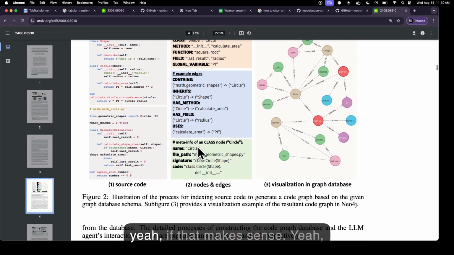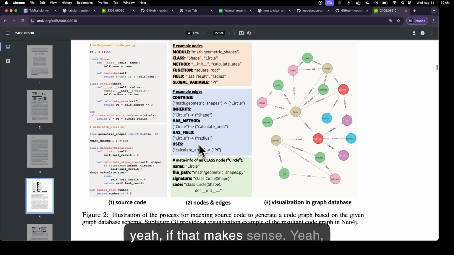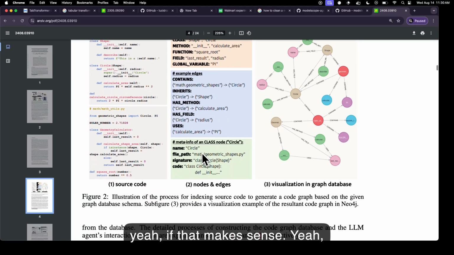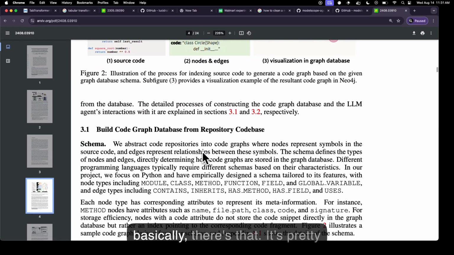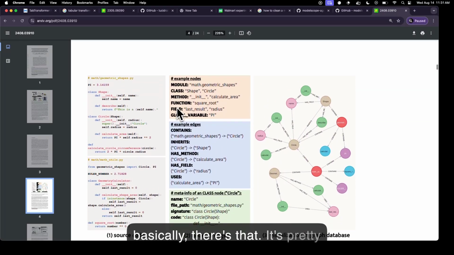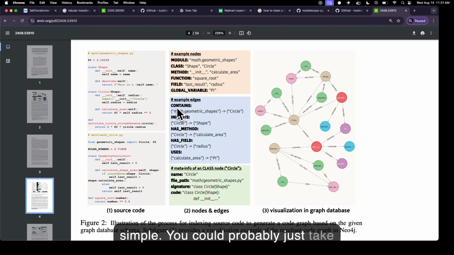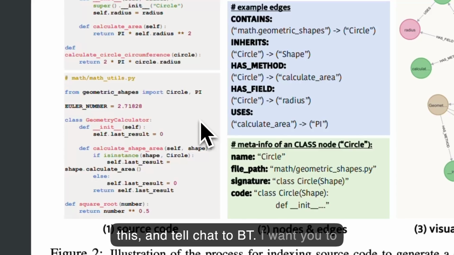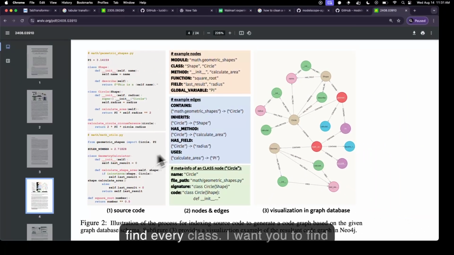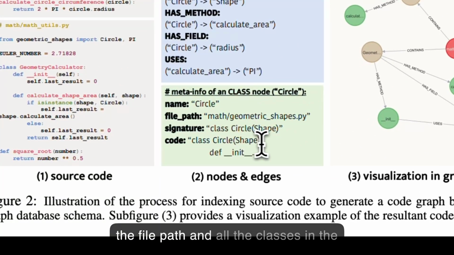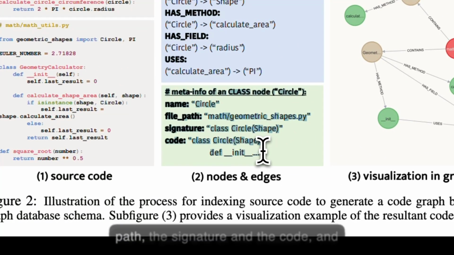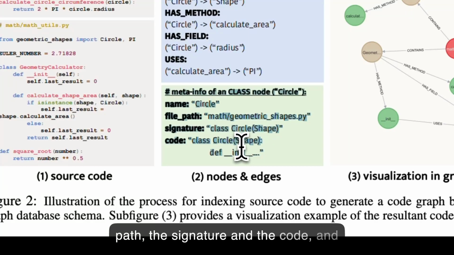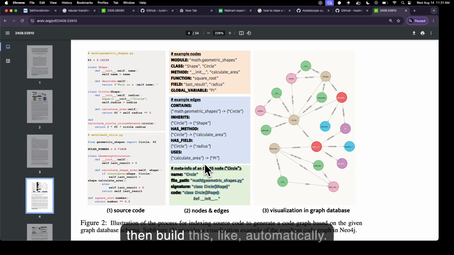So yeah, if that makes sense, basically there's that. It's pretty simple. You could probably just take this information, copy and paste this, and tell ChatGPT, I want you to find every class, I want you to find every file, and then take the name of the file path and all the classes in the path, the signature and the code, and then build this automatically.